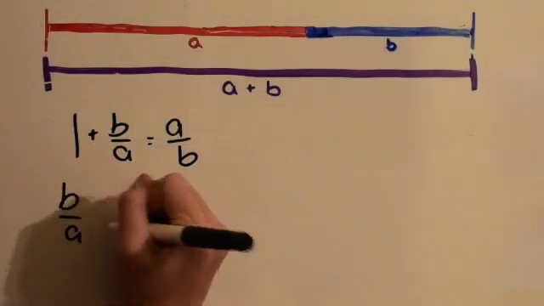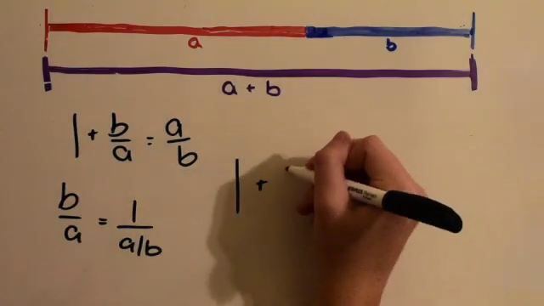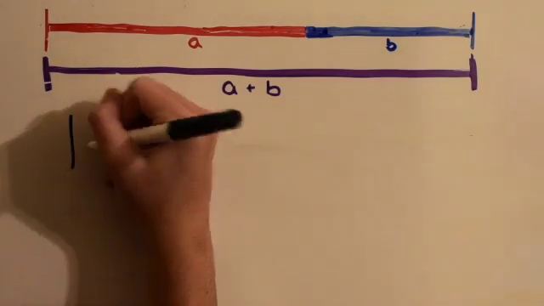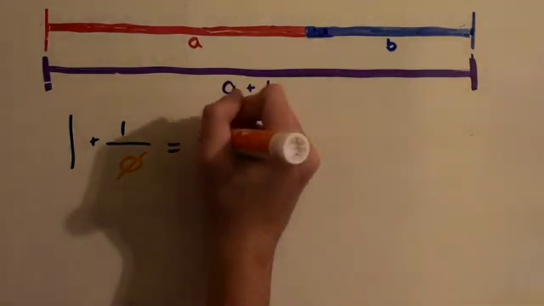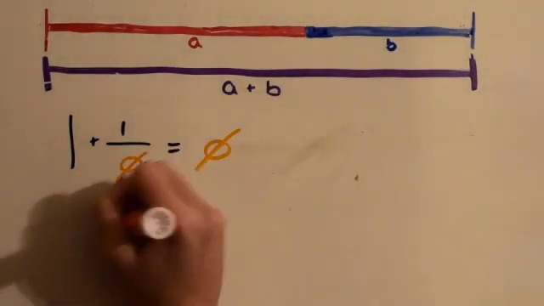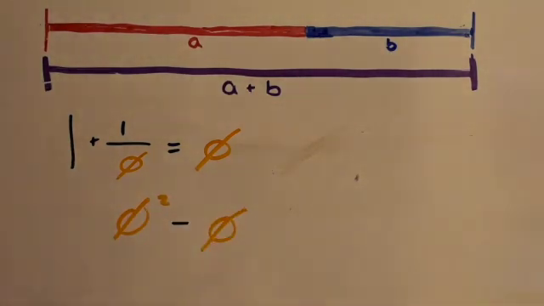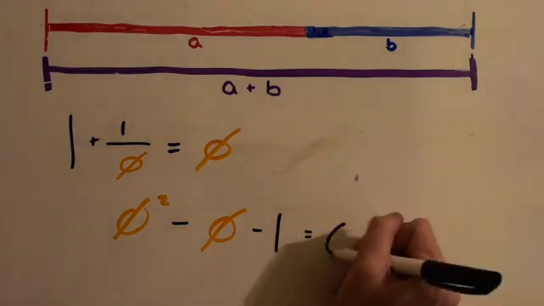Let's revisit our hypothetical numbers. We can rewrite B over A as 1 over A over B, and now we can rewrite this equation as such. Since we know that A over B is equal to phi, we can substitute in phi for A over B, since they are the same value. Let's rewrite this equation and put it into the quadratic form. Phi squared minus phi minus 1 is equal to 0.